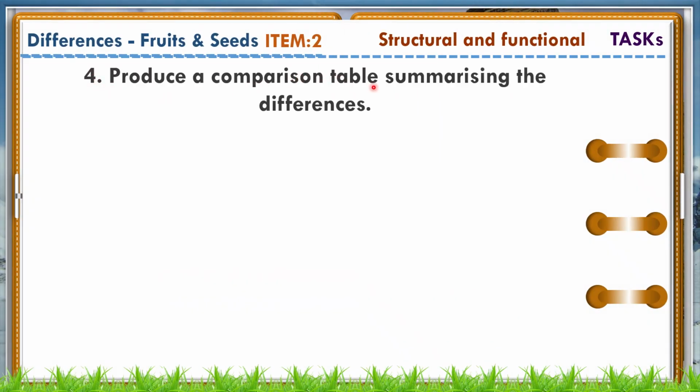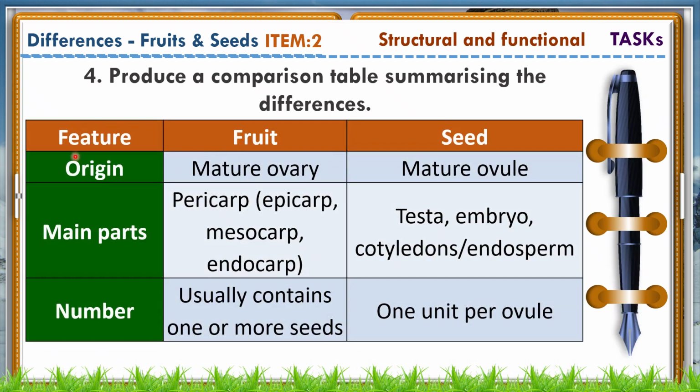Produce a comparison table summarizing the differences. We look at the fruit and the seed. Origin. The fruit is a mature ovary, whereas the seed is a mature ovule.